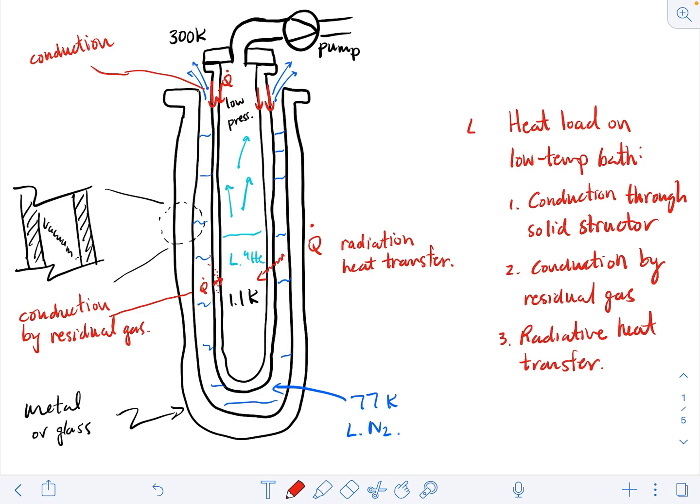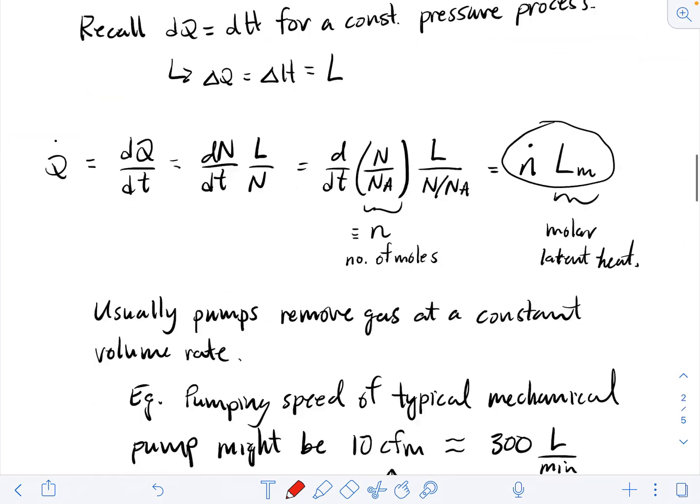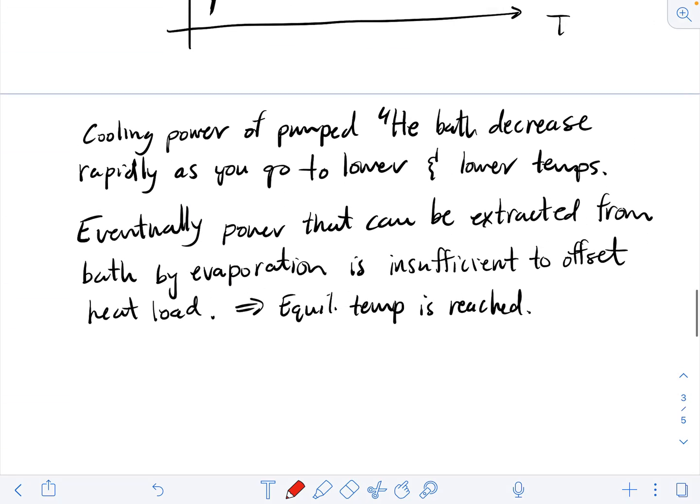your low temperature system. And although we've thought about this in terms of our pumped liquid helium bath, this is generally true for any system. However you're trying to get to low temperature, these are things that you'll always have to think about. Okay, good.